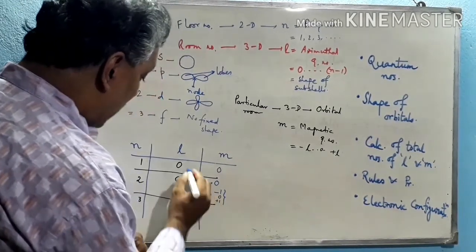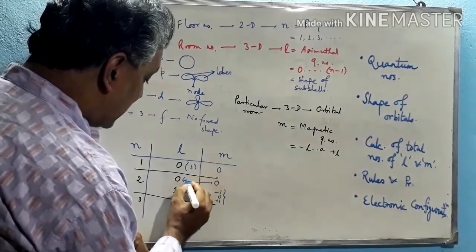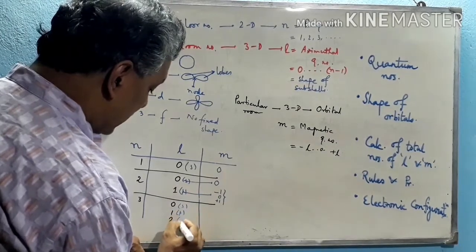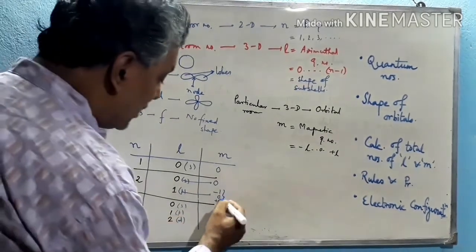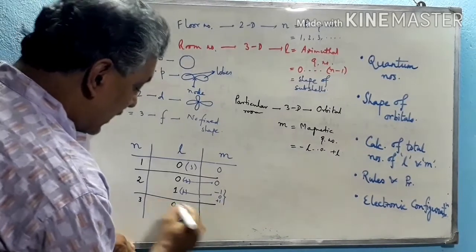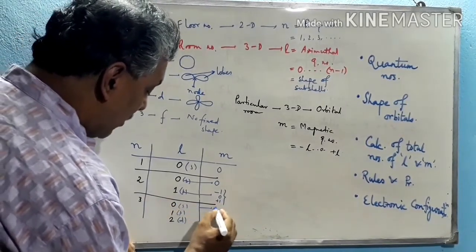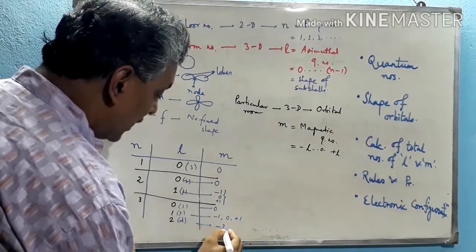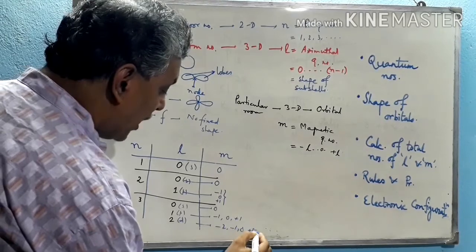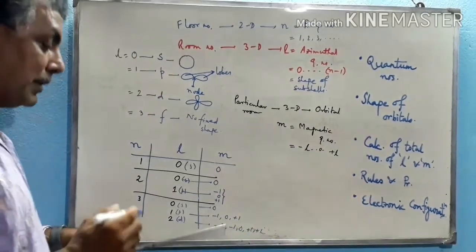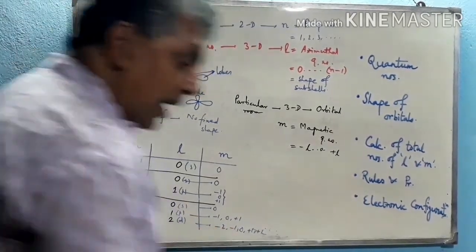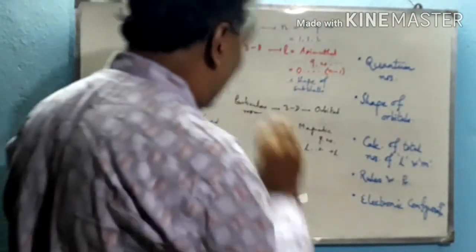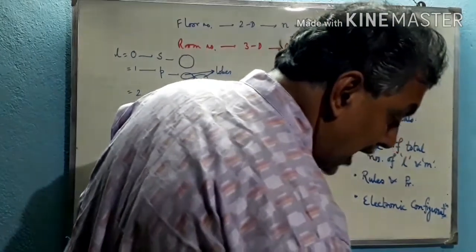That means this is S subshell, this is P subshell, this is D, and so on. So minus 1, 0 and plus 1. For 2, minus 2, minus 1, 0, plus 1, plus 2, and so on. So these are actually the values of m, the magnetic quantum number, for each and every value of L. Now come to the last point.